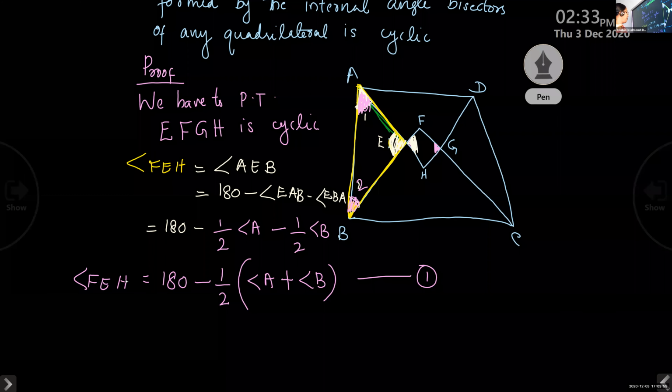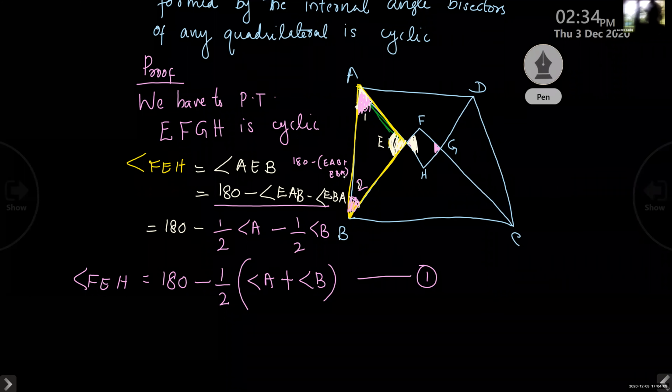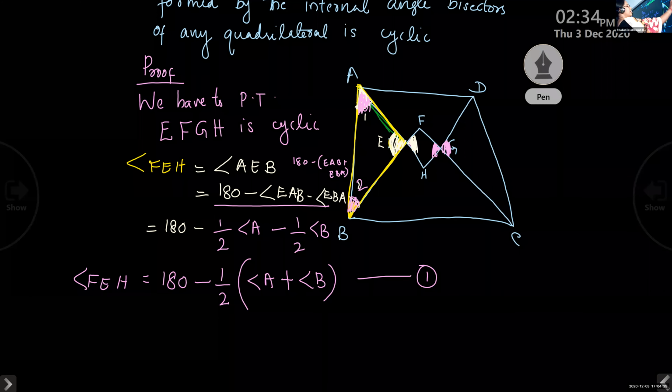See children, you are thinking about why this minus came for both, right? Actually it is 180 minus, inside the bracket, EAB plus EBA. So when you open the bracket, that minus comes for both the angles. And in step 1, when you take minus 1/2 outside, you will get the same answer, angle A plus angle B. Clear children? FEH.